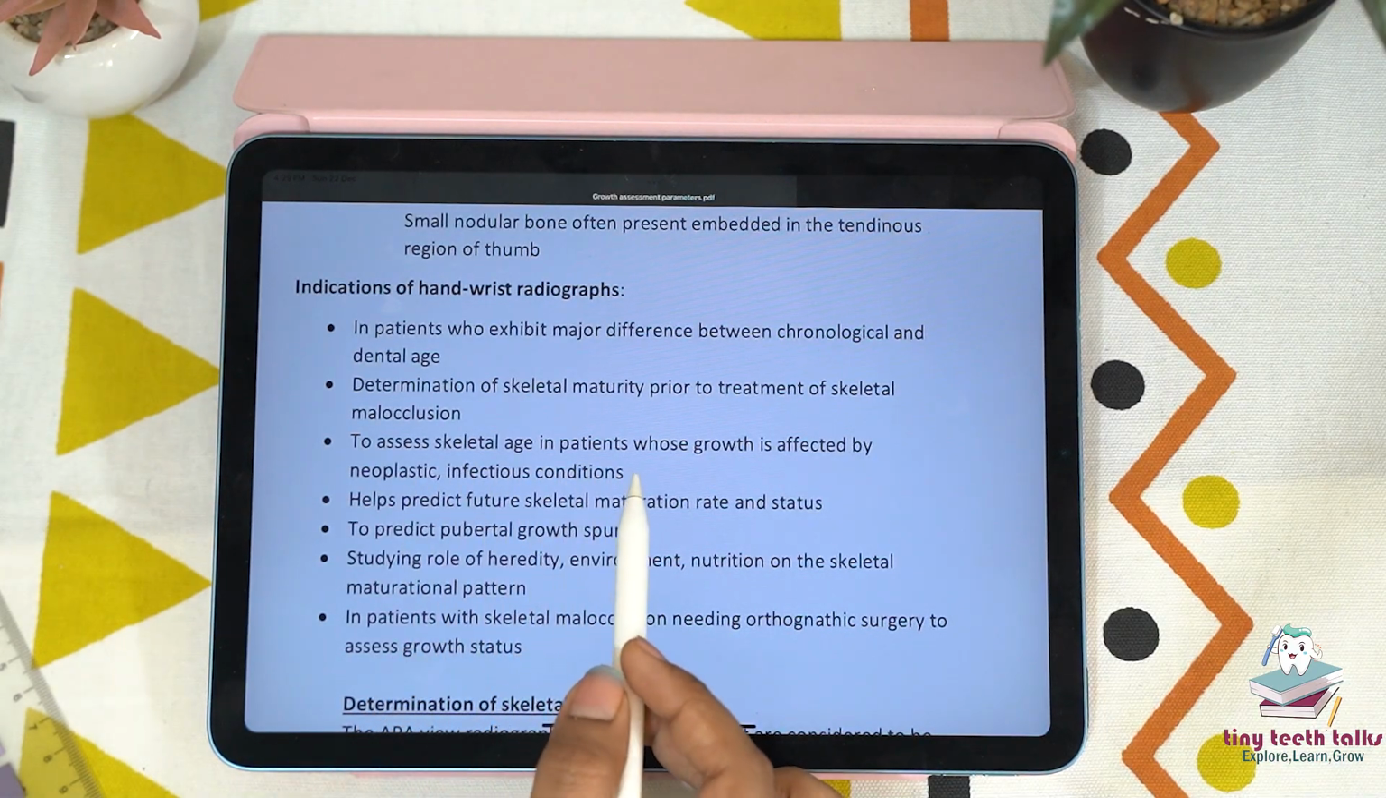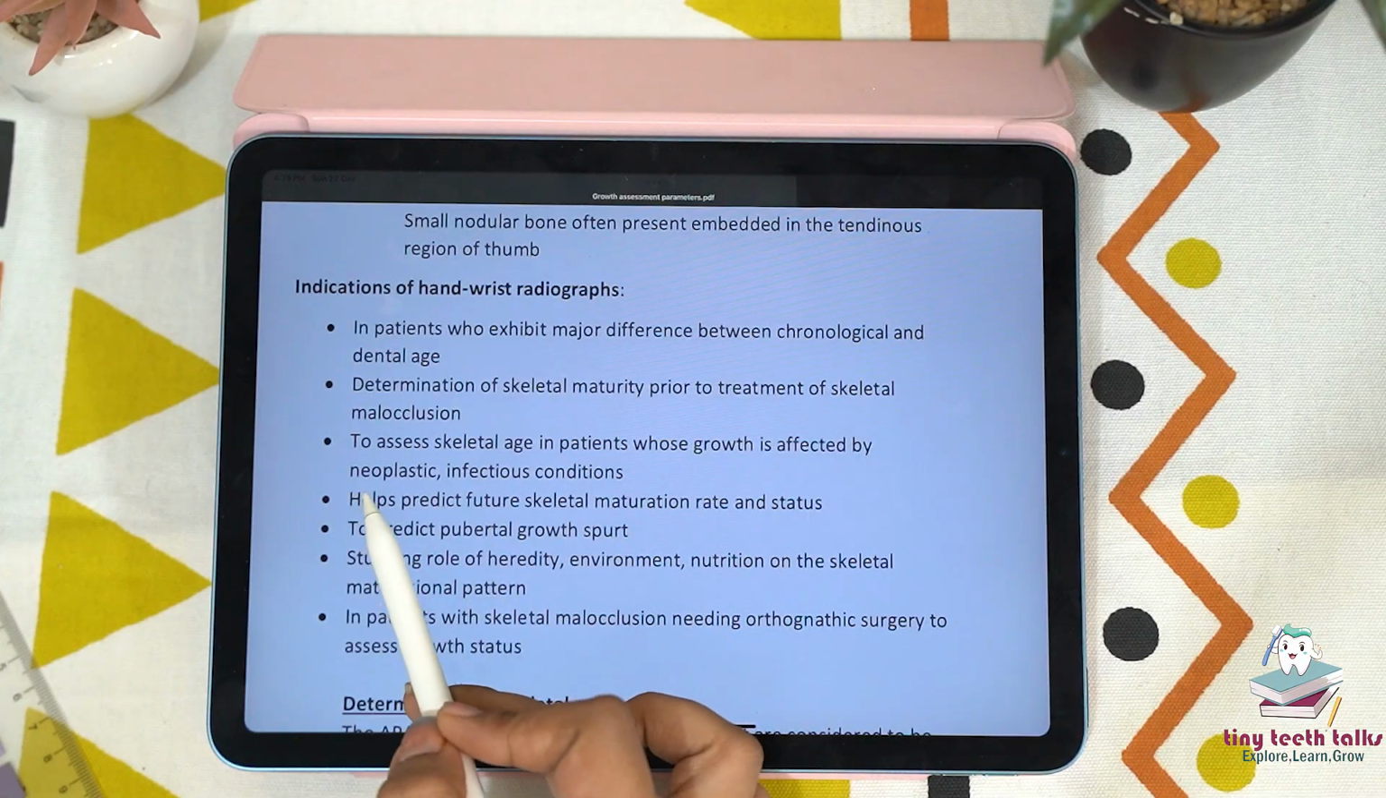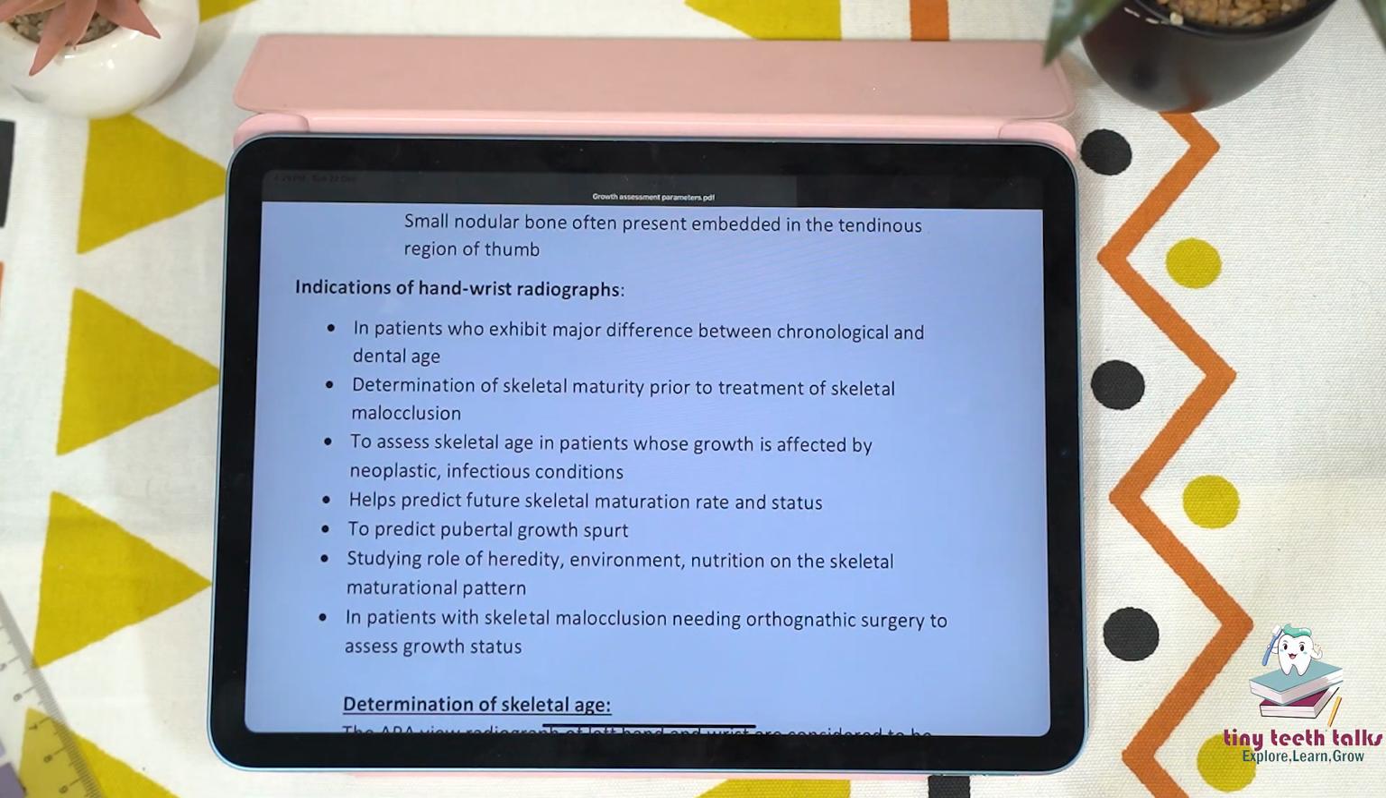To assess skeletal age in the patient whose growth is affected by neoplastic or infectious conditions. Conditions like tumor or infections can affect a child's growth. Hand wrist radiographs are used to assess how these conditions are impacting skeletal development. Help predict future skeletal maturation rate and status. By evaluating the current state of bone development, radiographs can help to predict the future rate and the status of the skeletal maturation.